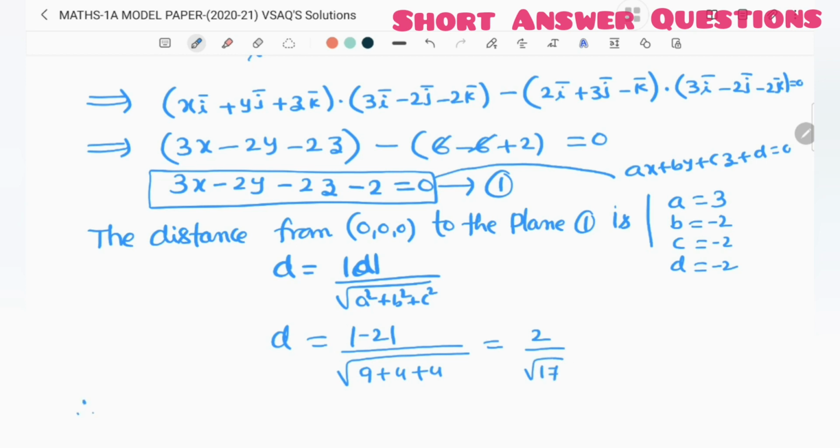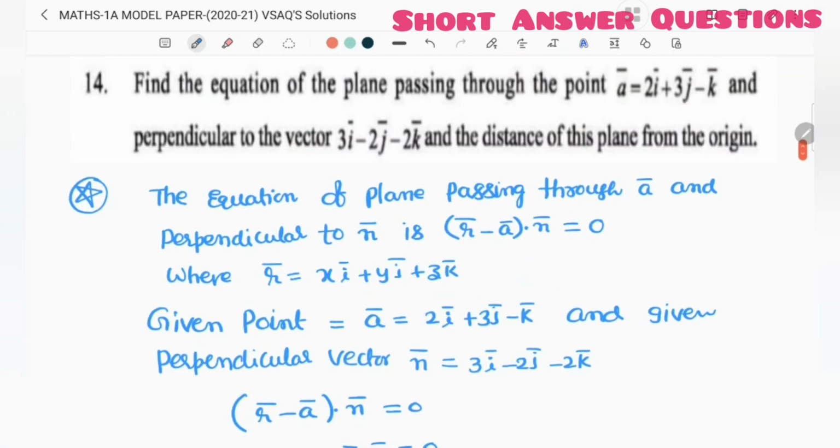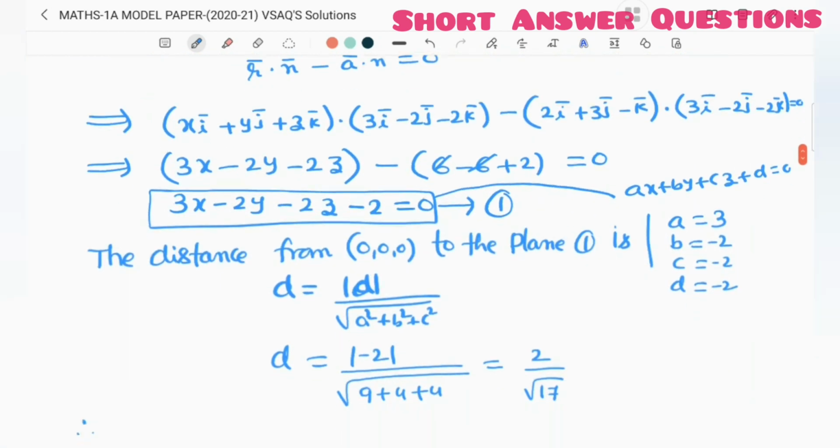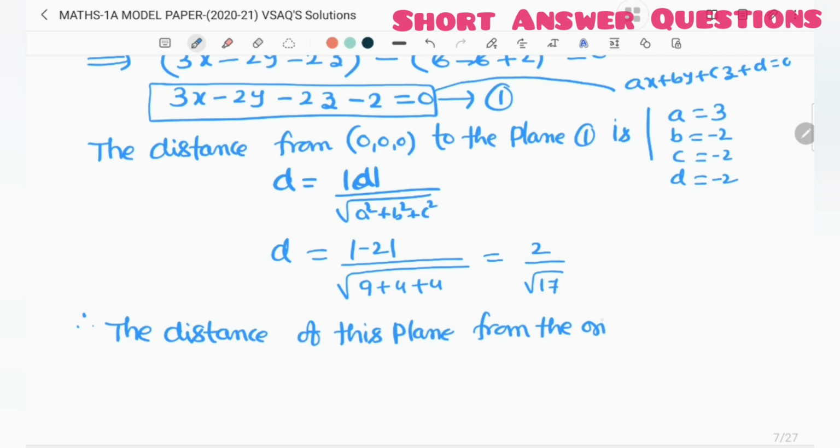Therefore, the distance of this plane from the origin is 2 by root 17. I hope everyone understands. We'll move to the next question.